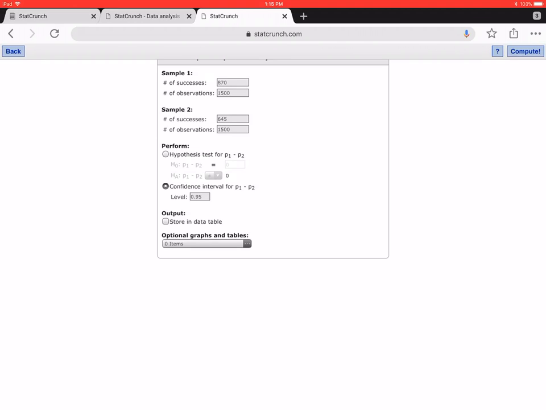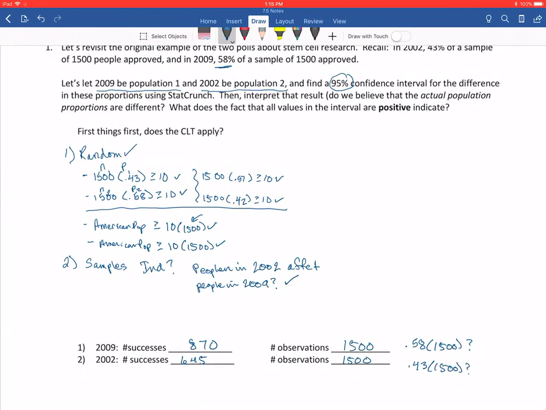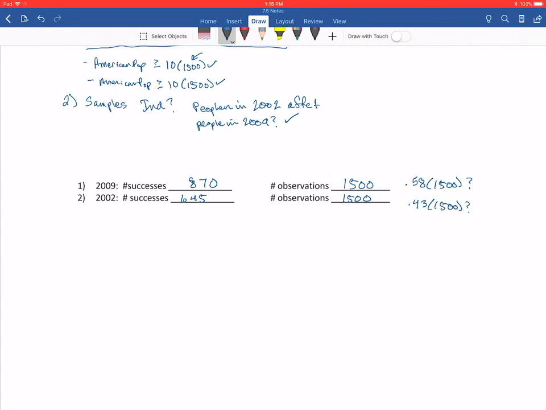and I'm doing a confidence interval for P1 minus P2, so it does matter. You have to make sure you get your sample 1 and sample 2 in the correct places because we're subtracting in a particular order. 95% is the level of confidence we want, so I'm going to click Compute, and here are the values that I get. Okay, so I'm going to flip back over and I'm going to record that. So the resulting 95% confidence interval that I get is approximately 0.114 to 0.185.